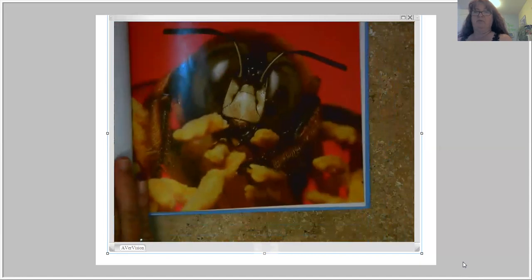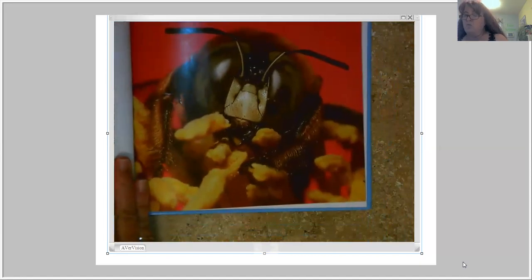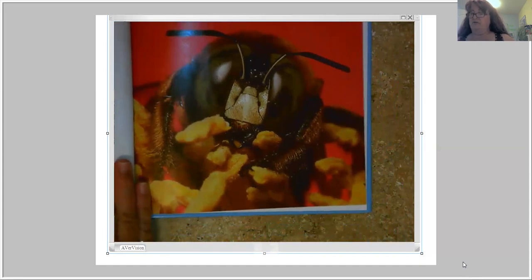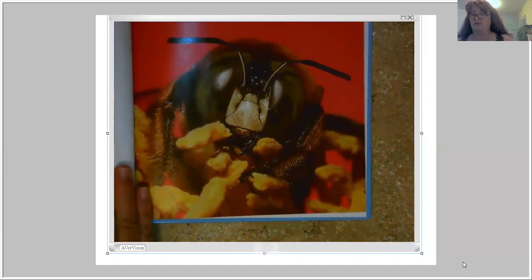Here's a great picture of a bee's face. There are more than 100,000 kinds of moths and butterflies. Butterflies usually fly by day, while moths are active at night. Moths are generally furry and have feathery antennas. We saw that in last week's book with that great feathery antenna on that moth.